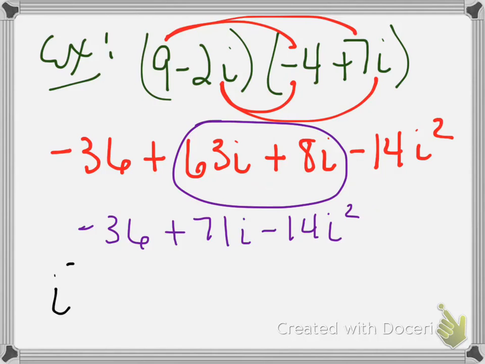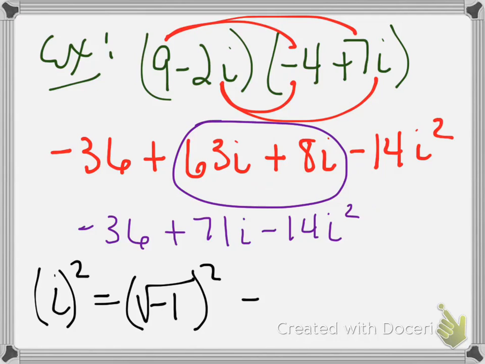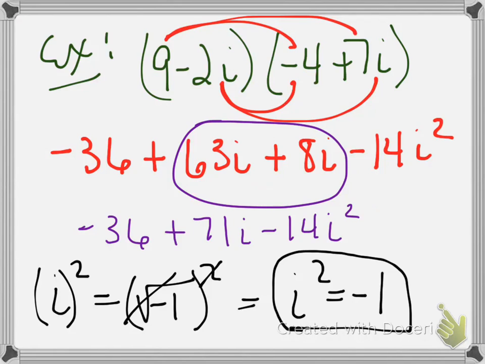Alright, so let's talk about this i squared. What is i squared? Well, we know that i is the square root of negative 1. So if I take this and I square it, what happens when you take the square root and you square it? They cancel each other. The square cancels the square root and it's left with a negative 1. So what does i squared equal? It equals negative 1.